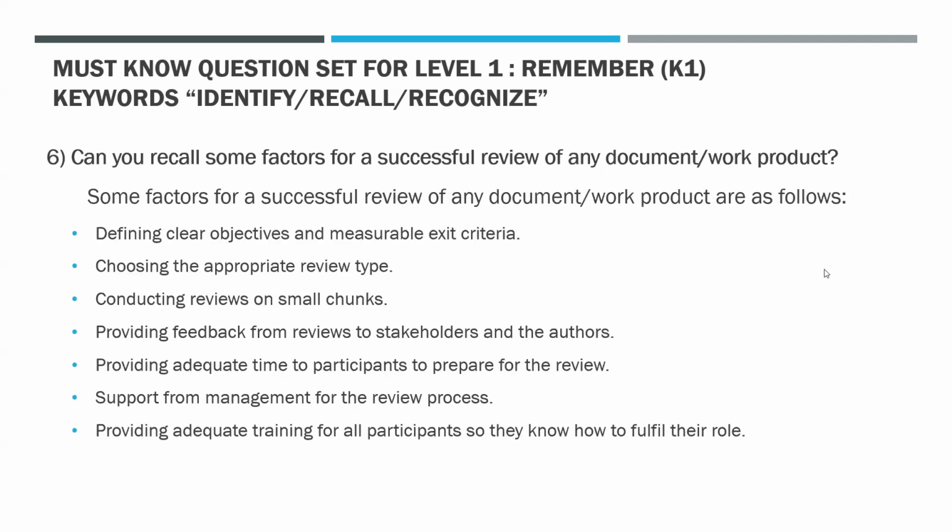Question number 6 is, can you recall some factors for a successful review of any document or work product? So some factors for a successful review of any document or work product are as follows. Defining clear objectives and measurable exit criteria, choosing the appropriate review type, conducting reviews on small chunks, providing feedback from reviews to stakeholders and the authors, providing adequate time to participants to prepare for the review, support from management for the review process, providing adequate training for all participants so they know how to fulfill their role.